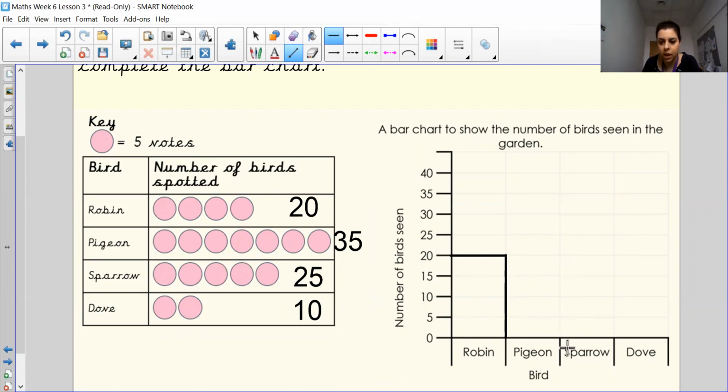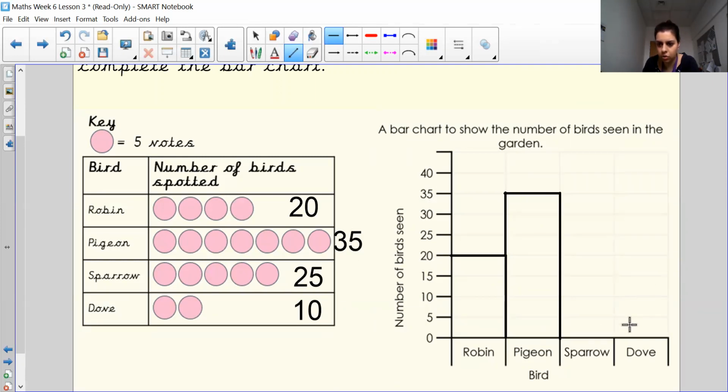Okay, let's go for pigeon. Now pigeon was 35, which I can see is all the way up here. So again, I'm going to start here and draw my line all the way up to 35. If I drop it there, you can see that that's now in line with 35. I'm going to draw my line across, but not all the way to here, just to there, because this section here is pigeon. If I go across, that's going into the robin section, and I don't want to do that. So I'm just going to stay with that section, and draw my line down. There, so I've got my robin is at 20, my pigeon is at 35.